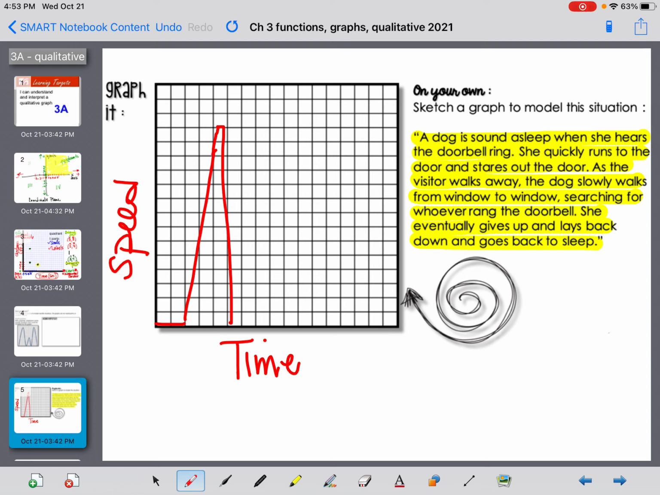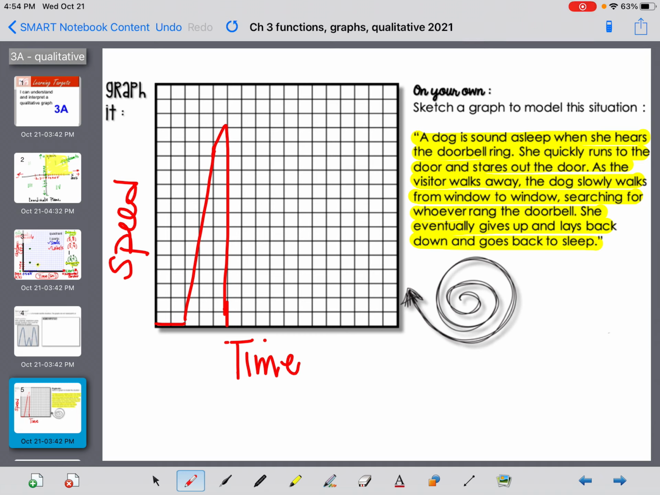Stops. So immediately, sorry, I want to make this even better. She gets here and then immediately stops because she's at the door. And so her speed is not going anywhere anymore. It's immediately back down to 0.